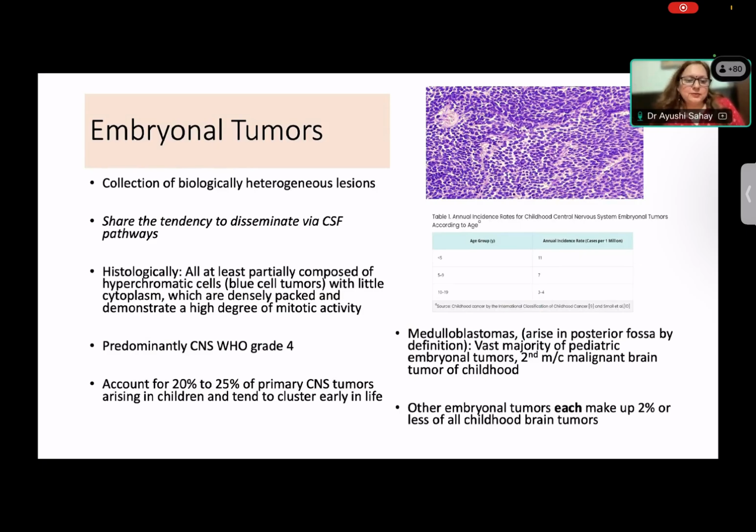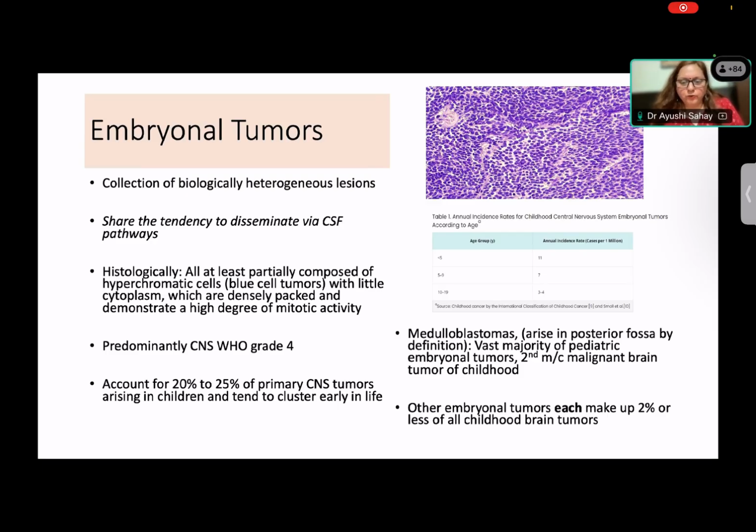They have scant cytoplasm, and are densely packed with a high degree of mitotic activity, and all of them are CNS WHO grade 4. That means CNS WHO grade 4 implies the highest grade of malignancy that a CNS tumor can have. They account for around 20 to 25% of CNS tumors in children. The highest incidence is in less than 5 years. There is still some incidence in 5 to 9 years, but it goes down between the ages of 10 to 19, the adolescent or young adult age.